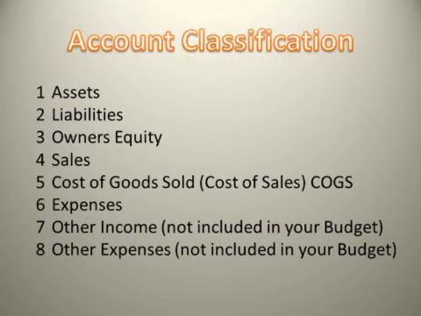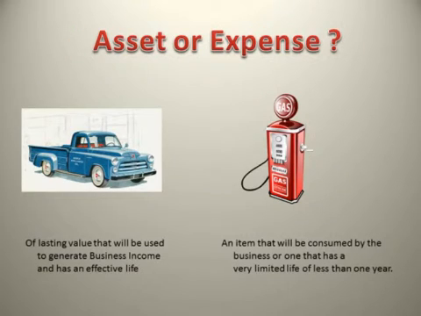Okay, let's first of all have a look at the difference between an asset and an expense. Asset and expense seems strange. Well, not really. You go out and you buy something. And the question is, what are you buying? Now, if you're buying something which has a lasting value, it's going to be there for a long time, like a truck, for instance, or a computer system, or any number of things. If you buy something which is going to be of lasting value to your business and is going to be used in the business to generate income, then that's an asset.